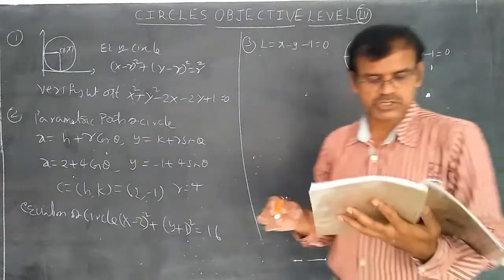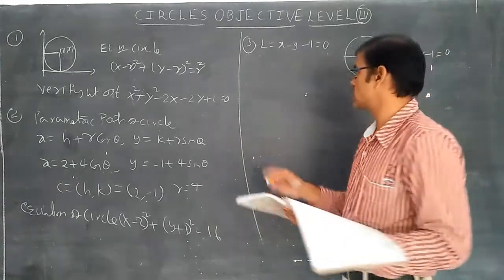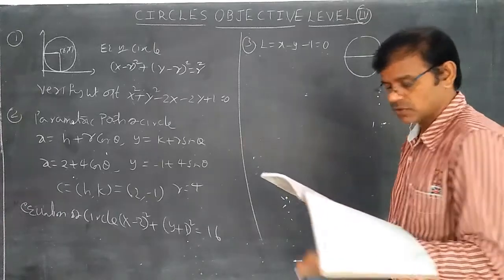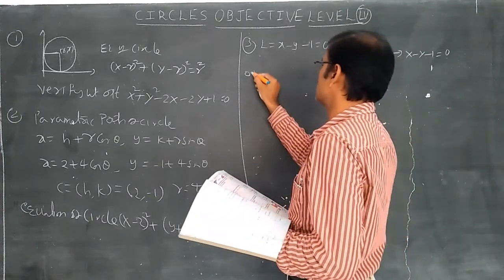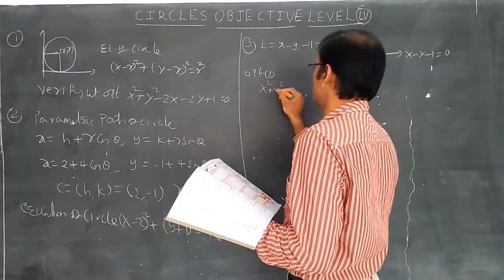Let us verify the options. Let us take the first option. The first option center is (2, 3). If we substitute (2, 3), 2 minus 3 minus 1 is not equal to 0. So the first option is not correct. Let us verify option 2.